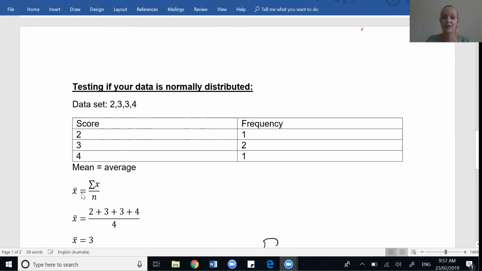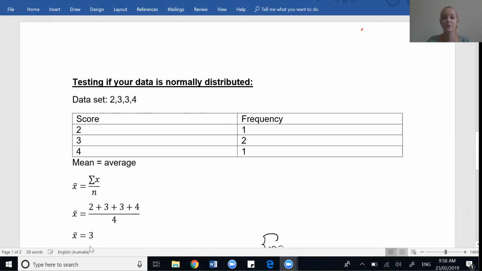And the average is given by this symbol here, x bar. X bar can be calculated by sigma x on n. This just means the summation of all x data points divided by how many data points there are. So x bar in this case is equal to 2 plus 3 plus 3 plus 4 divided by 4, which gives us an x bar of 3, a mean and an average of 3.